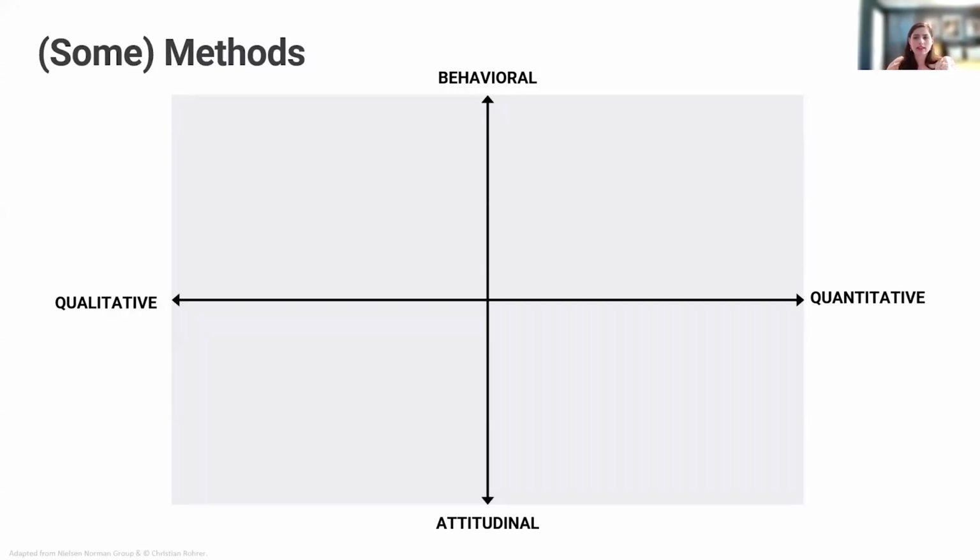The horizontal axis goes from qualitative to quantitative. Qualitative is looking at characteristics, motivations, narratives, goals of people. Quantitative is looking at numerical measurements, patterns, and trends.